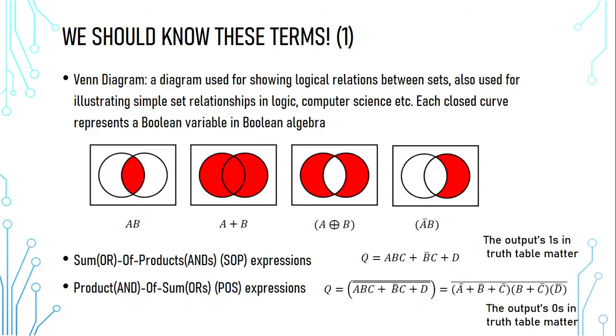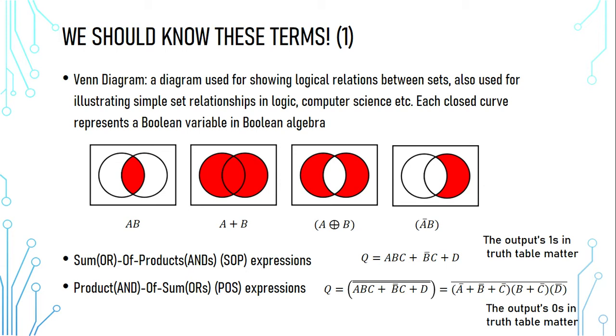Before getting into Karnaugh map and Quine-McCluskey, let's review some terminology together. A Venn diagram is a diagram used for showing logical relations between sets, also used for illustrating simple set relationships in logic, computer science, etc. In the figures, as you can see, each closed curve represents a Boolean variable, and the red area shows the result of each operation on the variables.